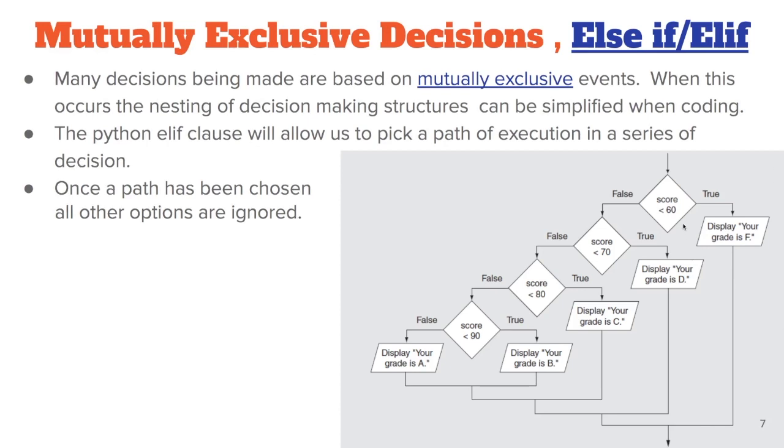It's just not possible. However, if their score was not less than 60, it might be less than 70, which would put it between that 60 and 70 range. And if that was true, then they would have a D. However, if it was false, it could be less than 80, which would put them between that 70 and 80 range. So they could have a C if it was true. However, false would put it at a B. And if it was again false, put it at an A.